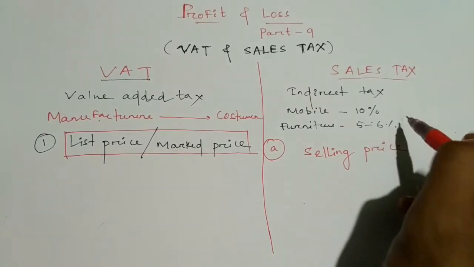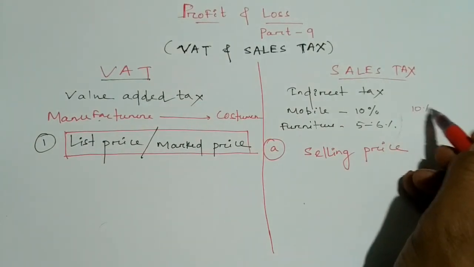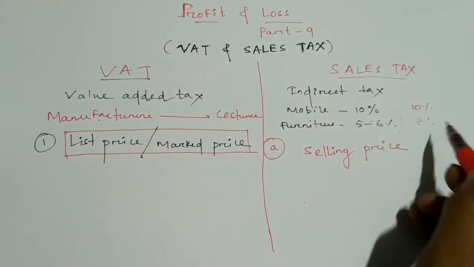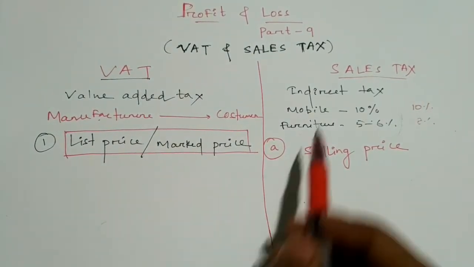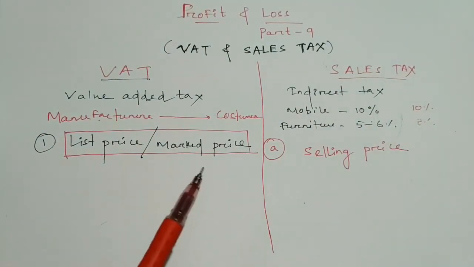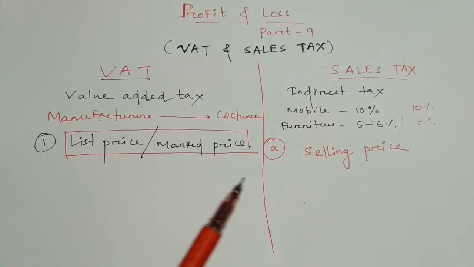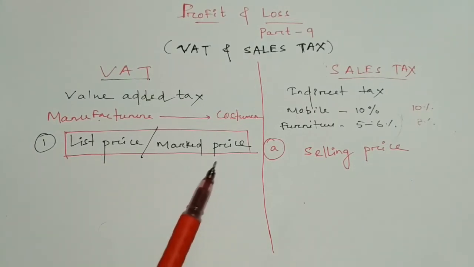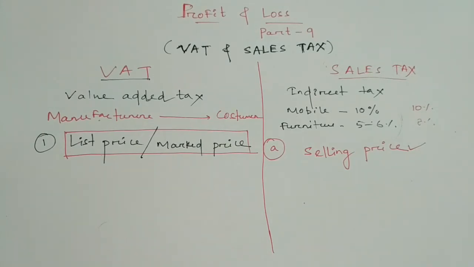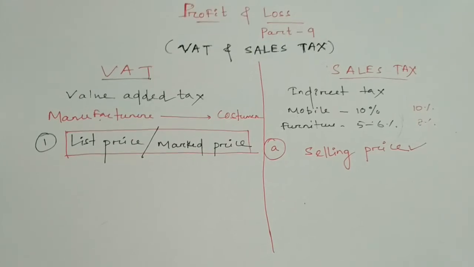For example, for Odisha it is 10%, maybe for UP it is 8% or 12%. This may vary, and it is also decided upon every annual budget. And sales tax is calculated upon the selling price. This is the basic difference. I think you understand. Then let's do some examples.